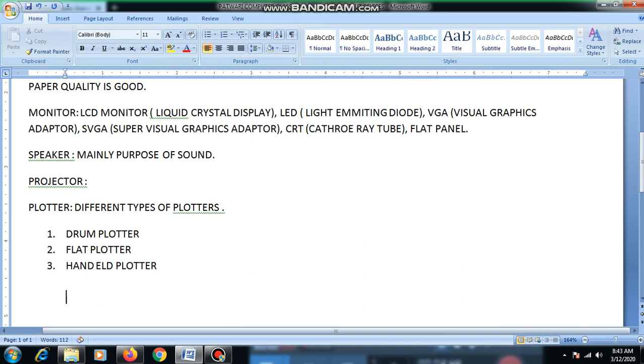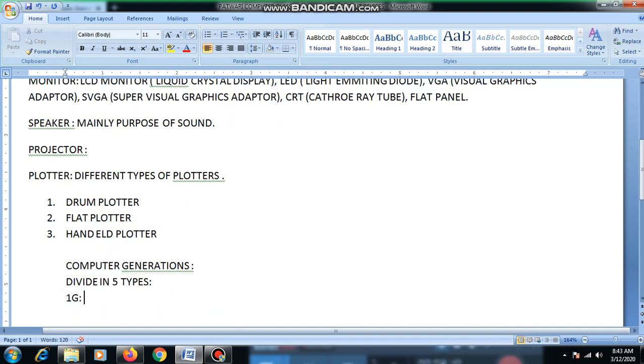Now we can talk about computer generations. Computers are divided into five generations, five types. Now the first generation used vacuum tubes, was large in size, and had high cost.